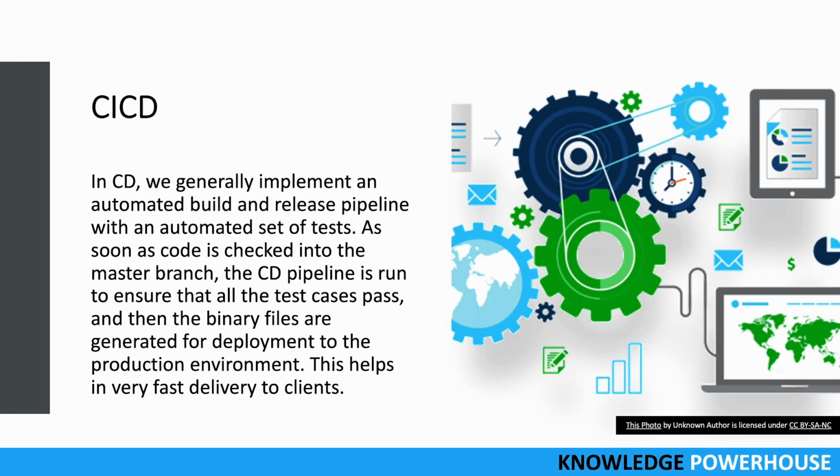As soon as code is checked into the master branch, the CD pipeline will run and ensure that all the test cases are passing, and then the binary files will be generated for deployment to the production environment. In this case, our stop here is the generation of binary files. We are not yet deploying it, right? We are delivering but not deploying it, because that is something business people can decide, whether this is the right time to deploy it.